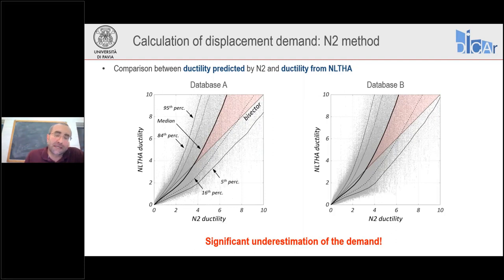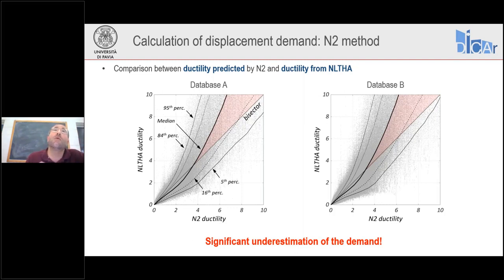Well, of course, it's an approximated evaluation of the displacement demand, but in this case, we can see that we have a problem. You see, this is the median value, and you see that it is above the bisector. It means that, on average, the demands from the dynamic nonlinear analysis are greater than the ones predicted by the N2 method. So as I said before, the N2 method is underestimating the inelastic displacement demand. And this underestimation becomes greater as the ductility demand increases.